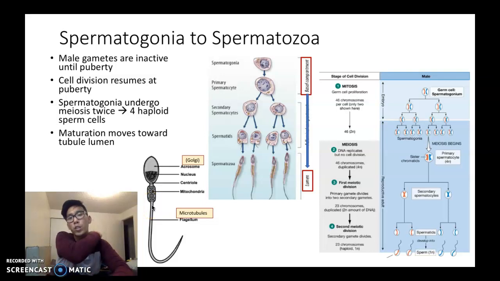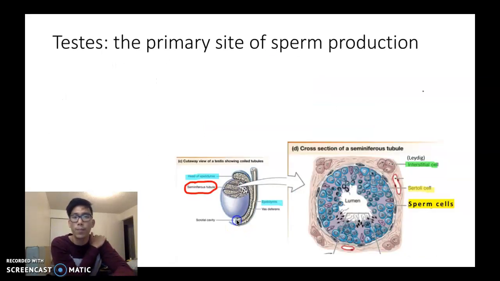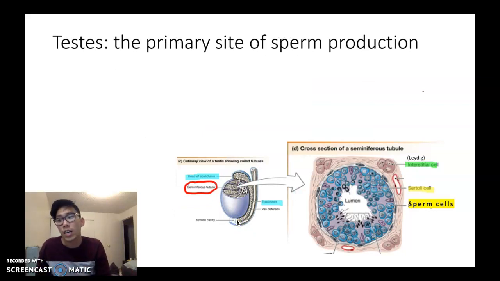Motility of mature sperm cells outside of the epididymis to the vas deferens and so on is beyond the scope of this presentation, but it is important to mention. All right, so by understanding the stages of maturation, we can now focus on the testes, which serve as the primary site for sperm production.